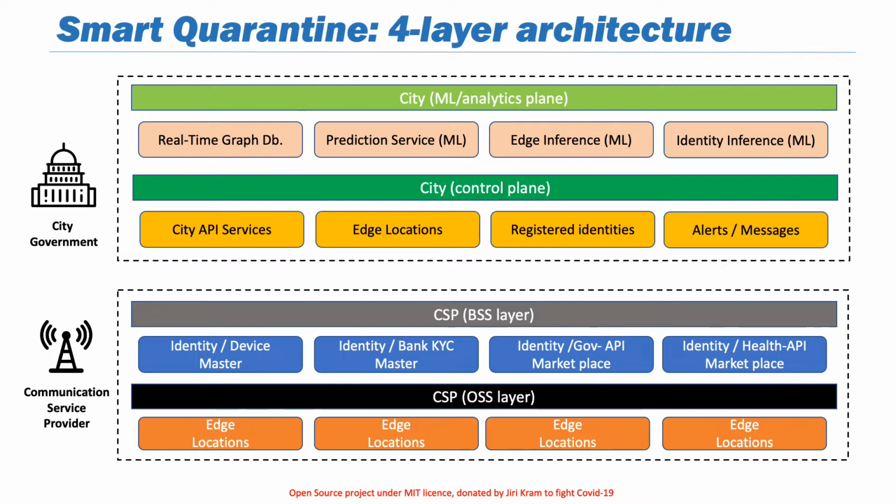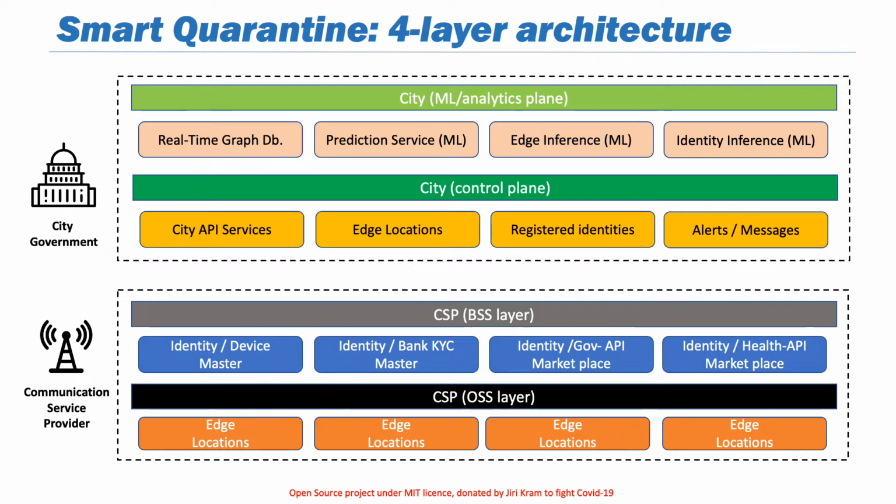One is in the communication service provider and another is in the city government. From the point of view of a city government, the city behaves almost like a real-time social graph. This also allows running things such as prediction services and getting the inference to optimize the machine learning models. The city also has something which we call a control plane, which allows the city API services to be enabled.